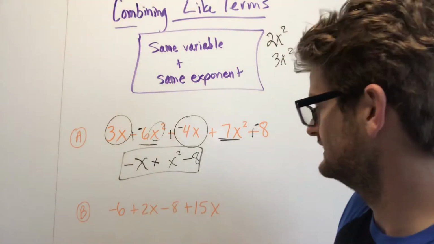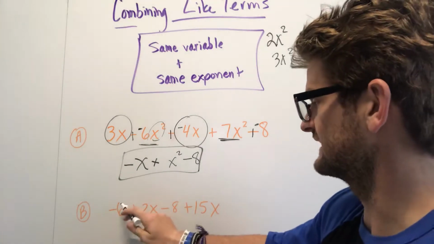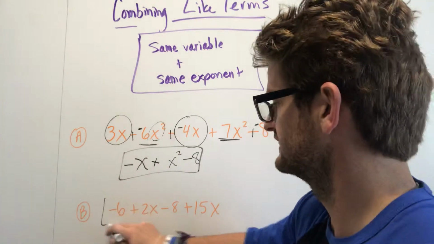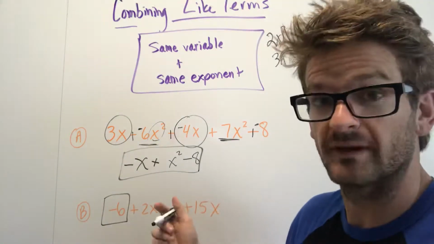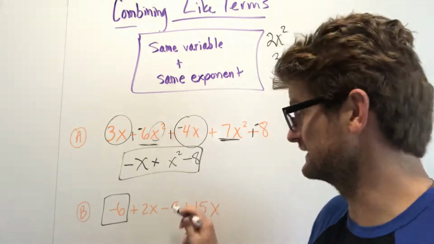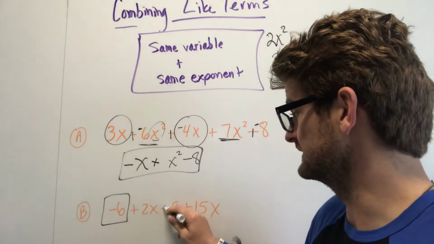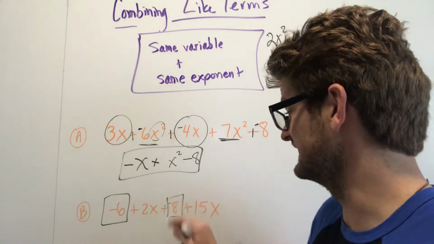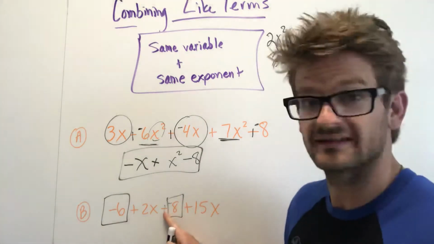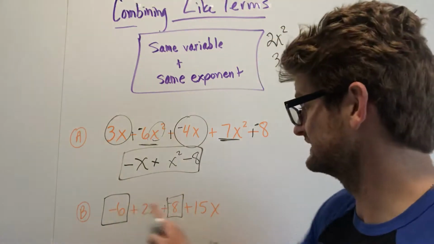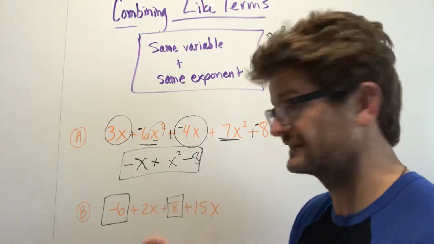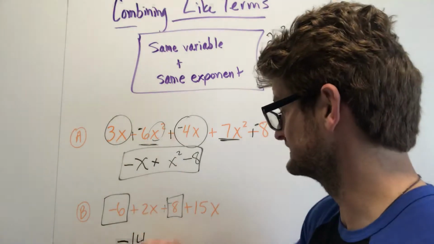The second example, we look at negative 6. Negative 6 is our first term. We find one that is a like term with it. That would be plus your negative 8. So making sure that you make that plus negative. So negative 6 and negative 8, when we add those together, we get negative 14.